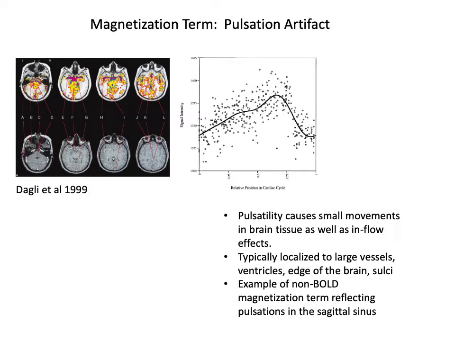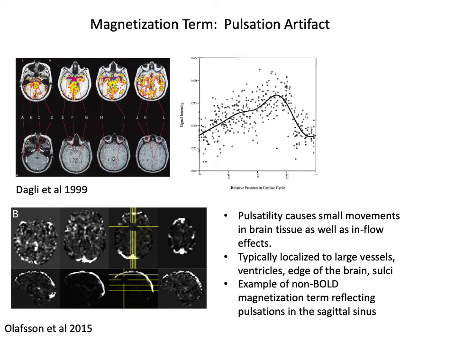The identification of cardiac pulsation effects in fMRI dates back to the early work of Weisskopf and others in 1993. Later work demonstrated a clear relationship between fMRI signal intensity and cardiac phase, and showed that the effects were largely localized to large vessels, ventricles, sulci, and the edges of the brain. The induced signal changes are thought to reflect dynamic changes in the relative distribution of brain tissue, blood, and cerebrospinal fluid. In addition, there may be inflow effects, especially with short TR acquisitions. Taking these factors into account, we would expect that the effects should primarily affect the magnetization term.